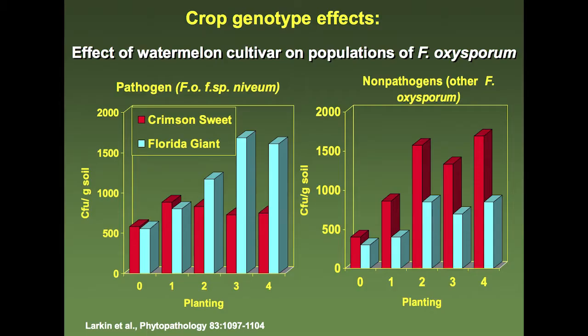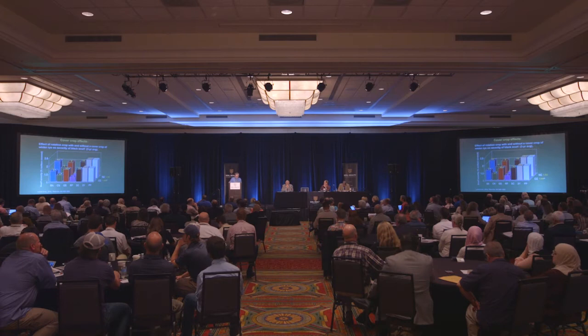A few examples of how this works. First, looking at effective crop genotype. This is work that I did many years ago where we had a unique cultivar-specific induction of a disease-suppressive soil, in which growing a particular watermelon cultivar resulted in disease suppression. And so on the chart here on the left, under normal situations, when you have a normal susceptible crop such as Florida Giant in the blue bars, when you plant multiple plantings of that over time, pathogen populations increase dramatically.